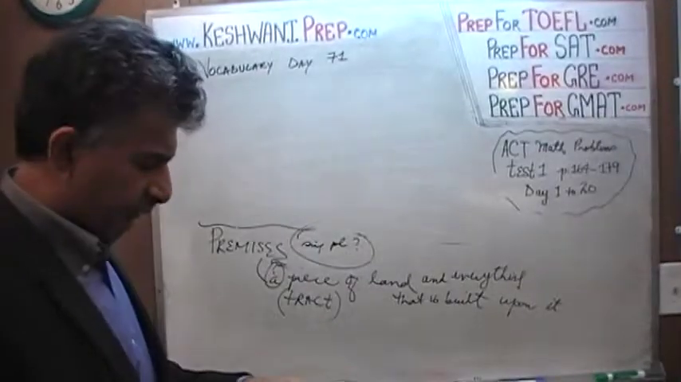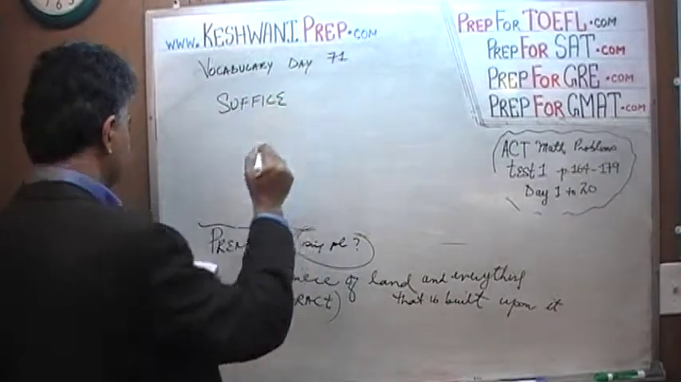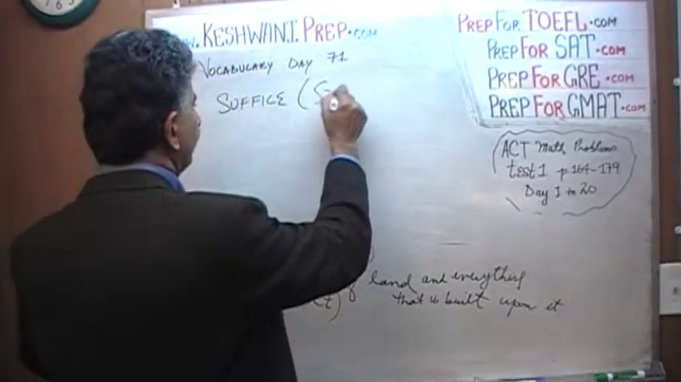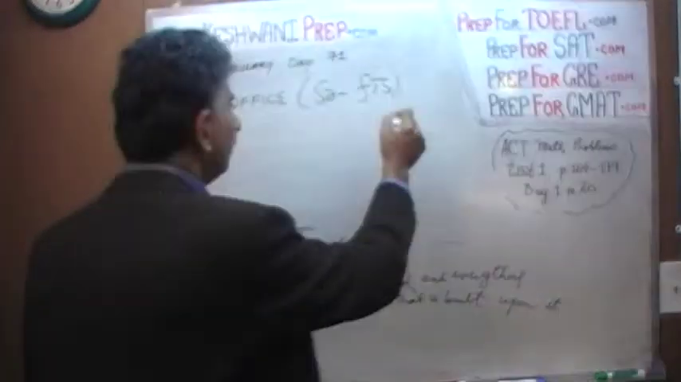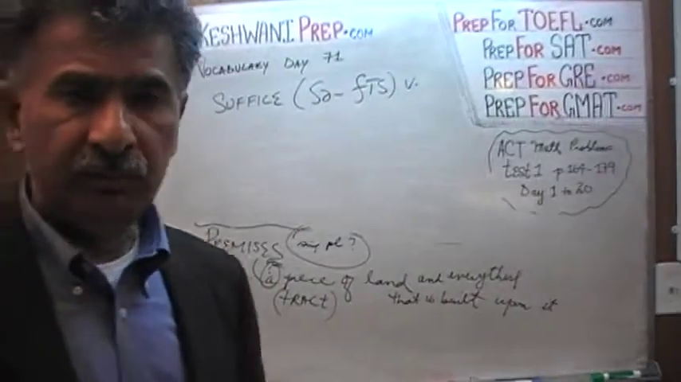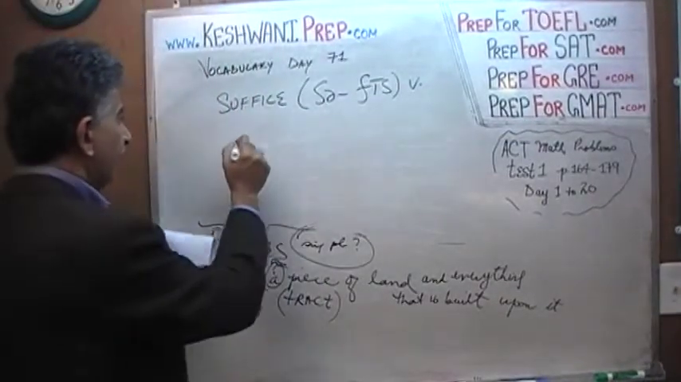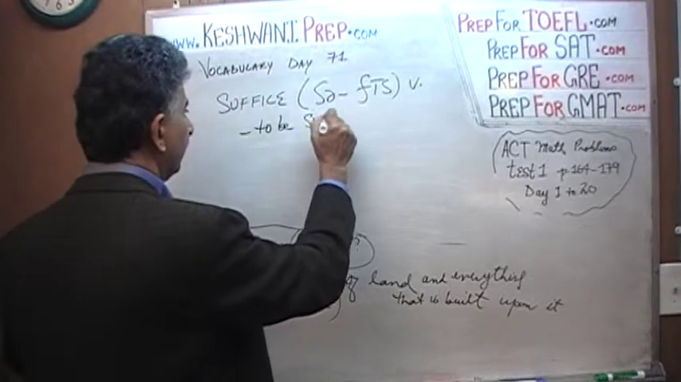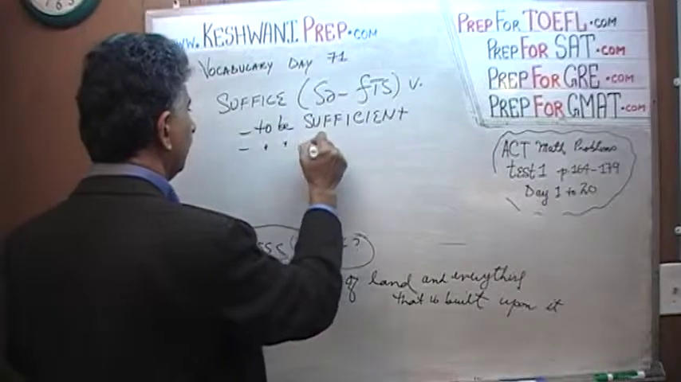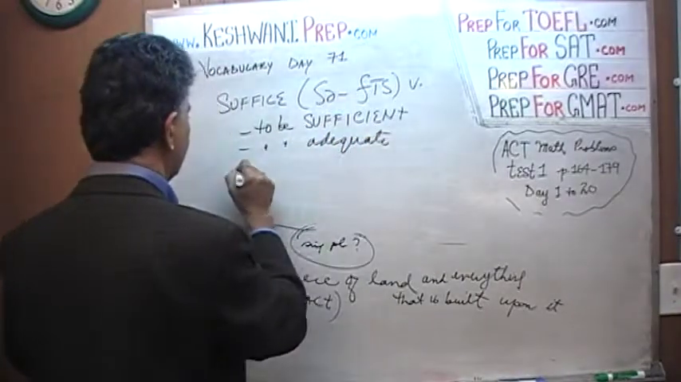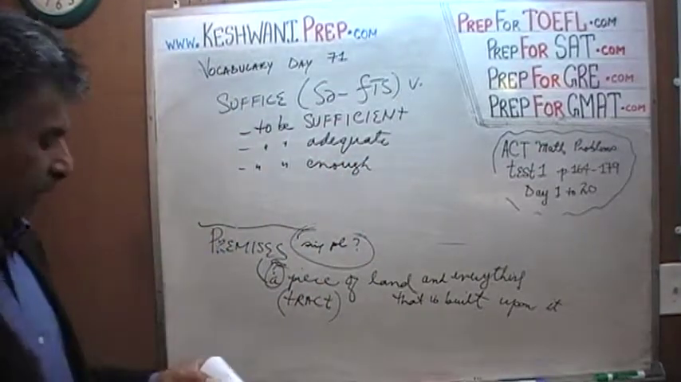The next word we want to learn is a very straightforward, very simple word, and the word is suffice. It's a word. And what does it mean to suffice? Suffice means exactly what it says. Suffice means exactly what it tells us. It means to be sufficient, to be adequate, to be enough, to be enough.